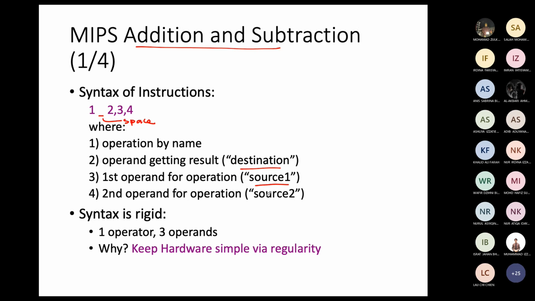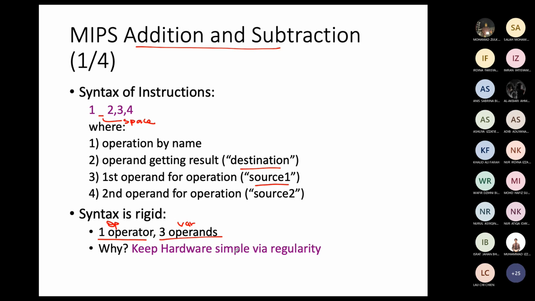So if you look here, you can see that the syntax is rigid. Right? It's rigid. They use it in a uniform method. So as you can see, for the operation, we have 1 operator and then 3 operands. Here means variables, and here means operation. Op means operation. So 1 op and 3 variables. So why? To keep hardware simple via regularity.